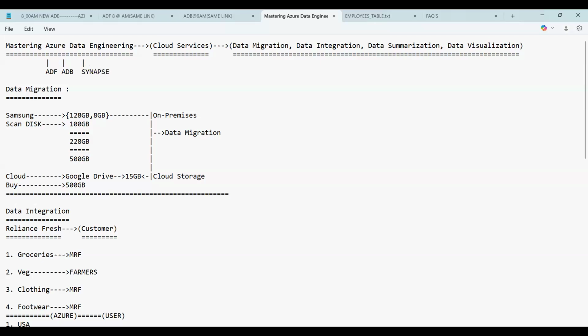And then we have, guys, Azure AI. AI, that is called as what? Artificial intelligence. So these are the services included here in the Azure Data Engineering, guys.